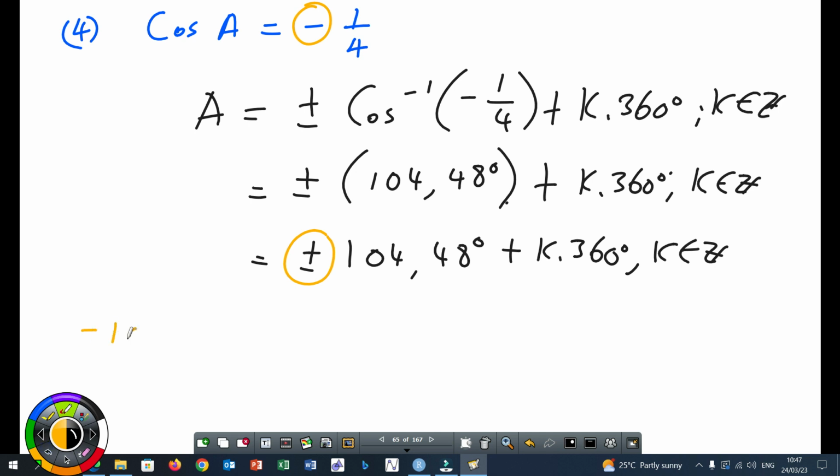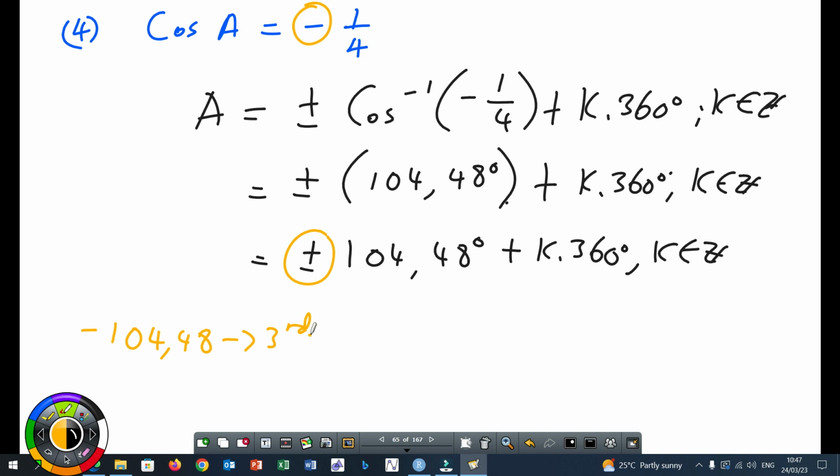So what I'm saying is this: minus 104,48. It's in the third quadrant. It's a negative angle. There is a positive angle which corresponds to this. If you put this where there is A there, you get that ratio. If you put the positive of this, you also get the same ratio. So what is the point of wanting to rewrite it as a positive? There's no point.